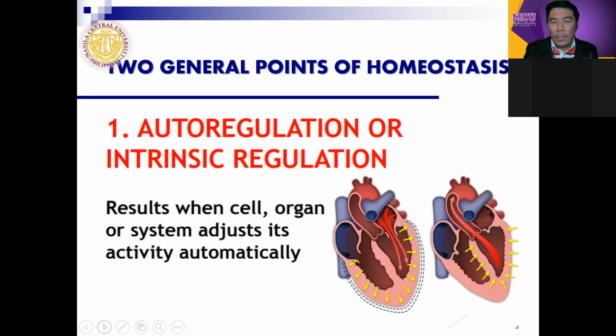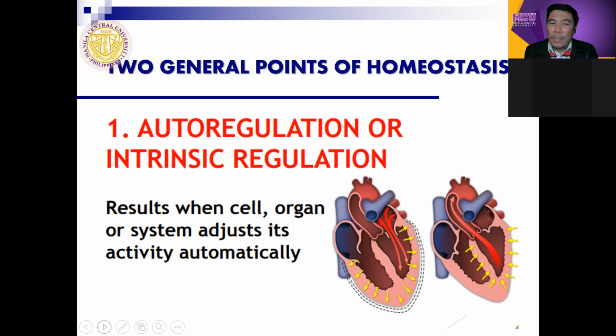When it comes to the principles or two points to consider in homeostasis, the term we can consider here is autoregulation. Autoregulation, or intrinsic regulation, is the automatic response of the cell. The cells will respond spontaneously without the control of the person himself. This cannot be controlled. So can you give me examples of physiologic processes of the body that cannot be controlled?